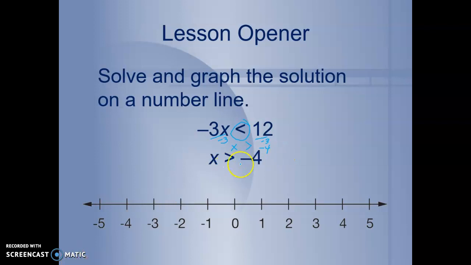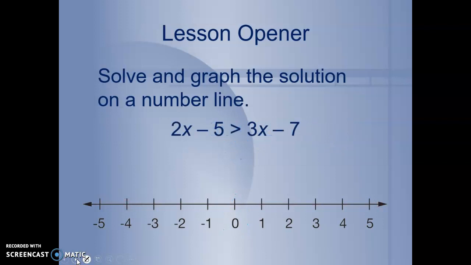Now, it doesn't say that it's equal to negative 4, so we're going to put an open circle at negative 4, and then go to the right because it does say greater than. If we wanted to check our work, we could pick a number anywhere on this arrow and plug it in. So if I plug in the 0, for example, into my original equation, negative 3 times 0 is less than 12. That gives me 0 is less than 12. That is a true statement, so I know my arrow is going the right direction.